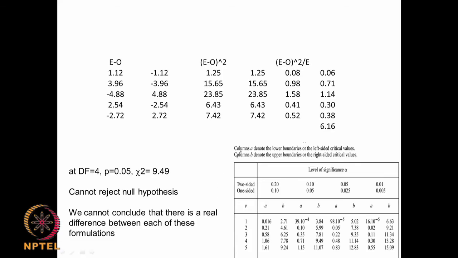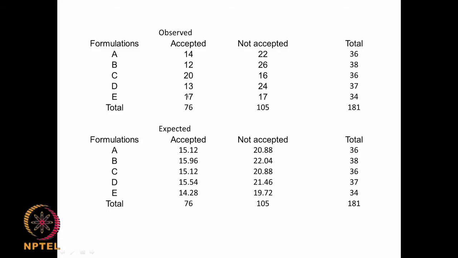Divided by expected, and that goes at the bottom. It can be observed minus expected or expected minus observed, because we are going to square it anyway, but the bottom will be expected. So, these are the values. We have 5 here and another 5 here.